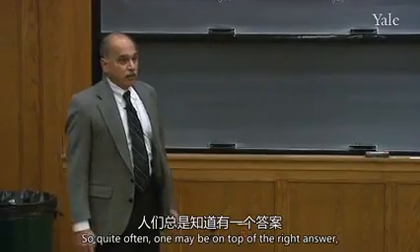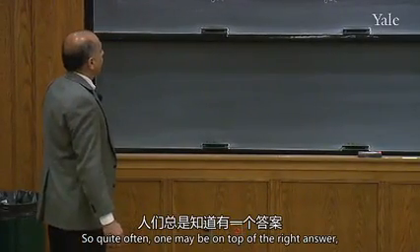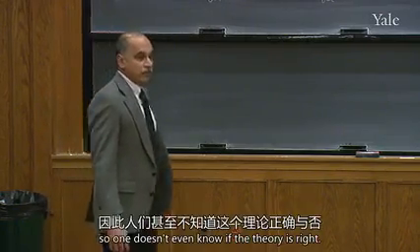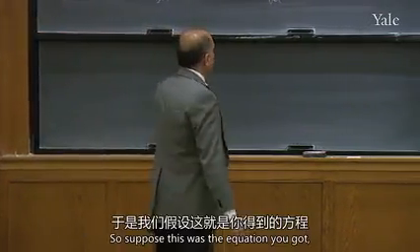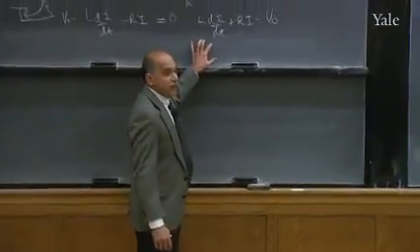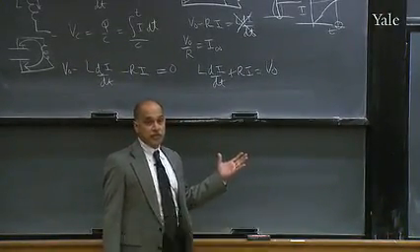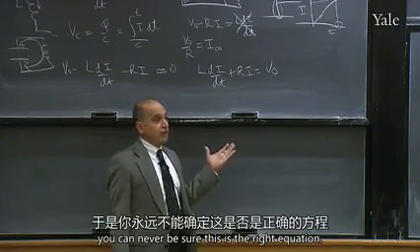It's completely possible because every equation has a solution, but that does not mean you can write it down analytically. So quite often, one may be on top of the right answer, but one may not know how to solve it, so one doesn't even know if the theory is right. So suppose this was the equation you got, but you could not solve it. It happens to be the right equation. You don't know what the answer looks like. You can never be sure this is the right equation.